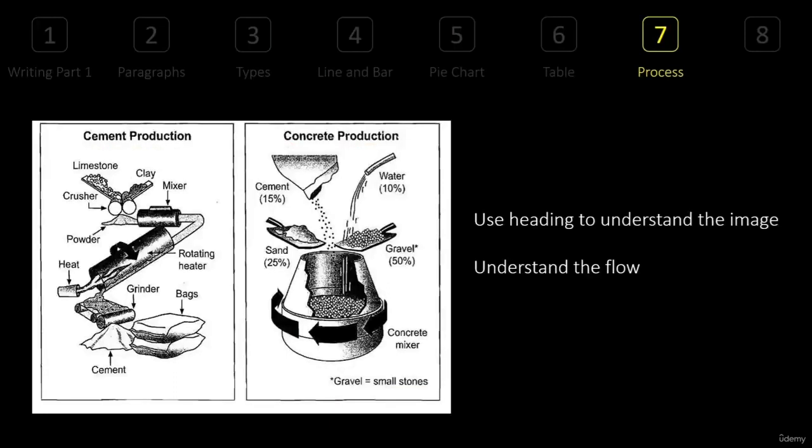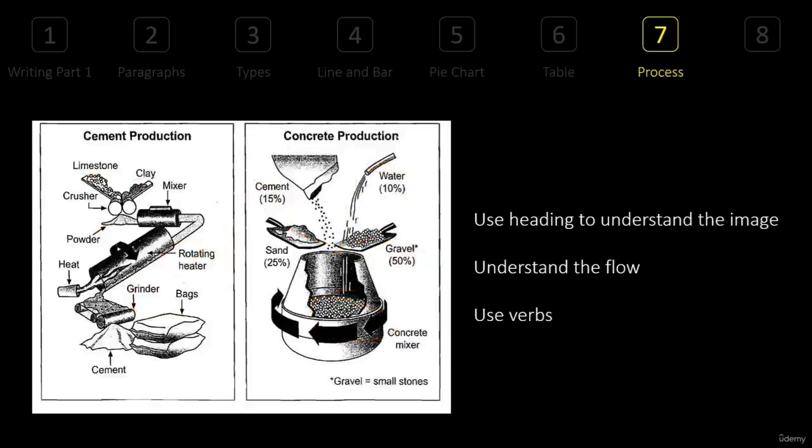Second thing, we have to understand the flow. Where does it start from? I think the images are themselves very clear. They start from here, limestone and clay being added in a crusher where they are formed into powder, go through a mixer and then go on in the diagram like this, which they have shown. Here cement and water are added, and later this is also added, and finally here. So the flow has to be known to you. You understand the flow and write according to the flow. You cannot suddenly write about the rotating heater or, let's say, gravel. You have to write in the flow.